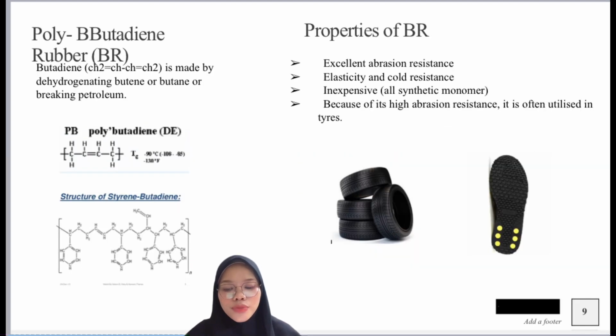For the polybutadiene rubber, BR. Butadiene is made by dehydrogenating butane or cracking petroleum. This is the BR structure. For the properties of BR, we know that BR has excellent abrasion resistance, elasticity, and cold resistance, is inexpensive, and is an all synthetic monomer. Because of its high abrasion resistance, it is often utilized in tires.